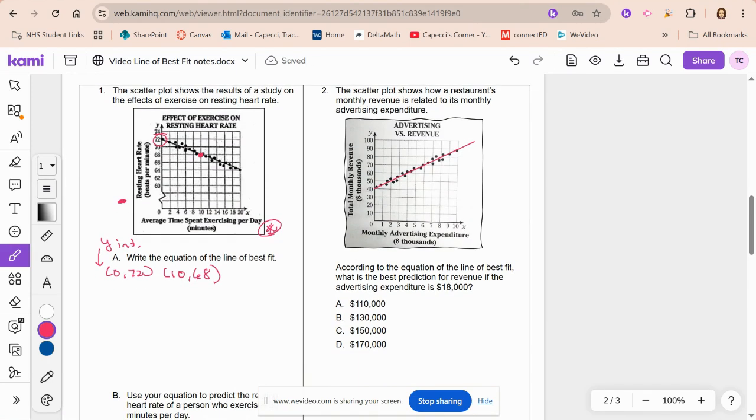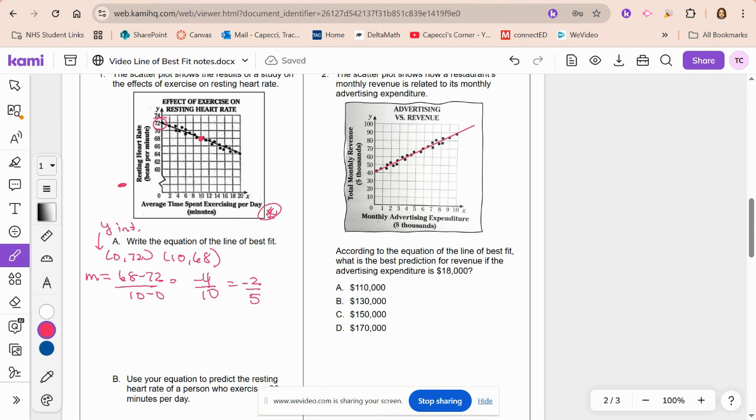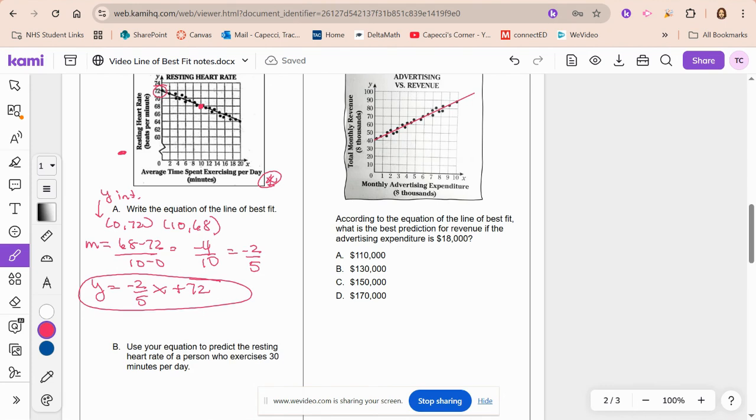Okay? So like we said, the first thing we have to do is find the slope of the line. I realize that it's negative. So I have 68 minus 72 over 10 minus 0, which gives me negative 4 over 10. Okay, that can be simplified to negative 2 over 5. Now what we can do here is we already have the y-intercept, so I can actually go right into slope-intercept form. y is equal to negative 2/5 x plus 72. And that is going to be my line of best fit.